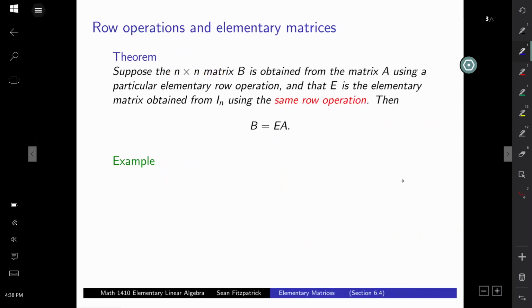Now, the main reason why elementary matrices are interesting to us is that they basically perform our row operations for us. We can think of them as a sort of bookkeeping tool. If we're reducing a matrix down to its reduced echelon form and we want to keep track of the row operations, we can do so by keeping track of the elementary matrices corresponding to those row operations. For each row operation that we do, we do that same row operation to the identity and we write down the elementary matrix.